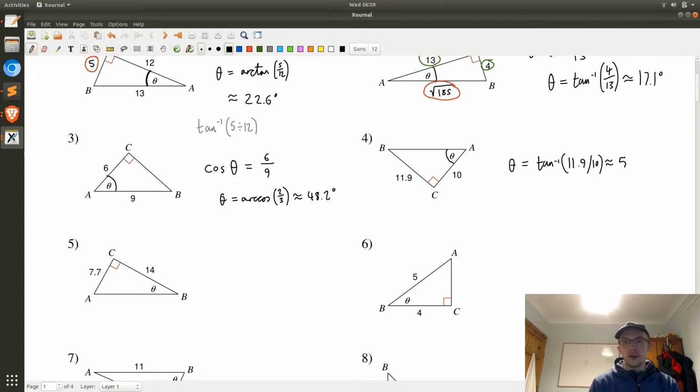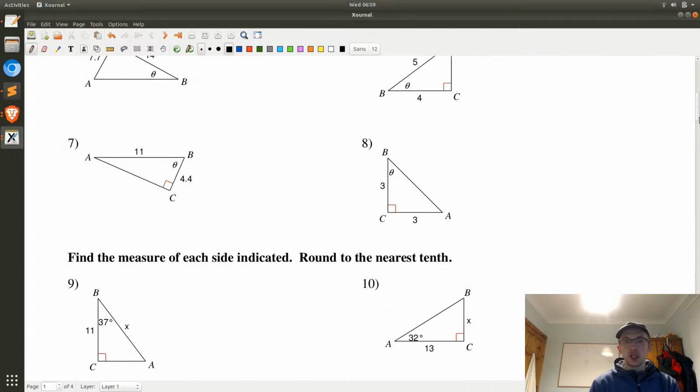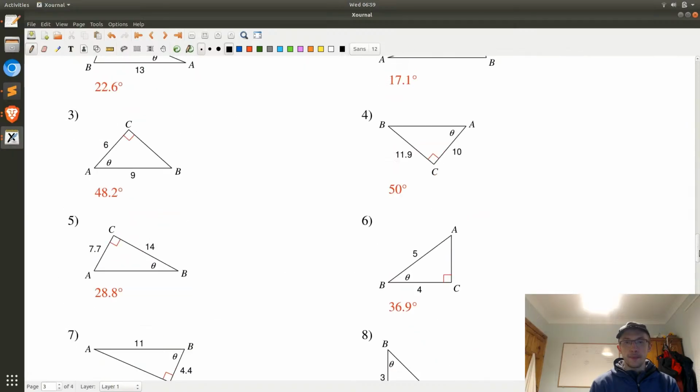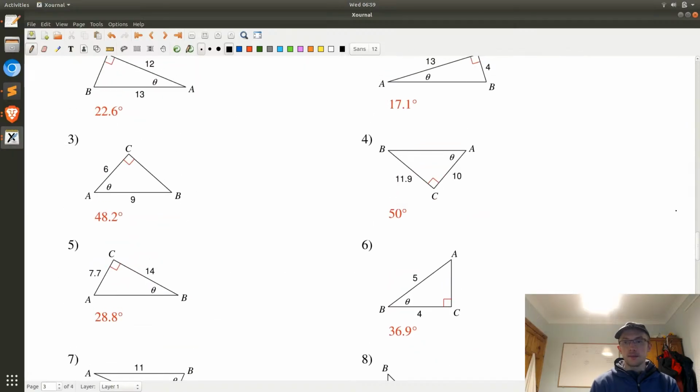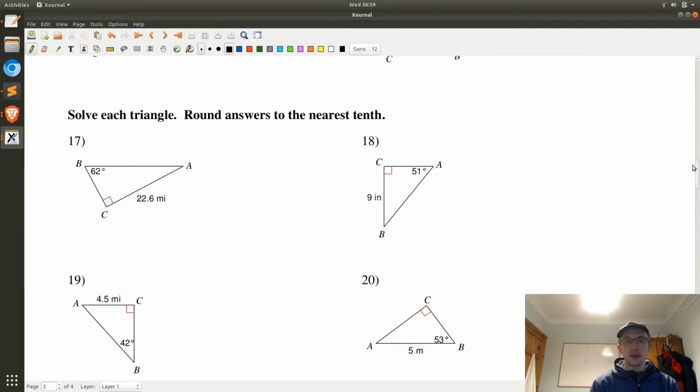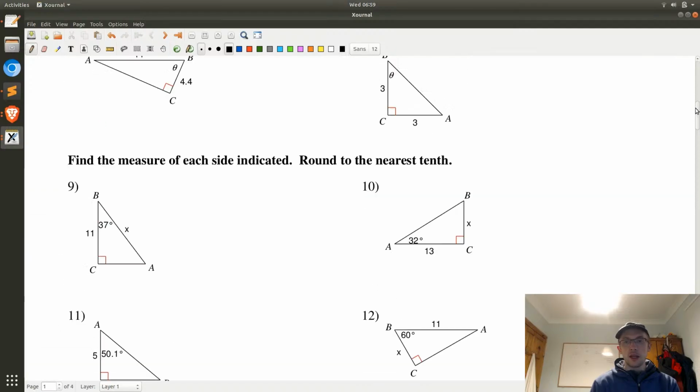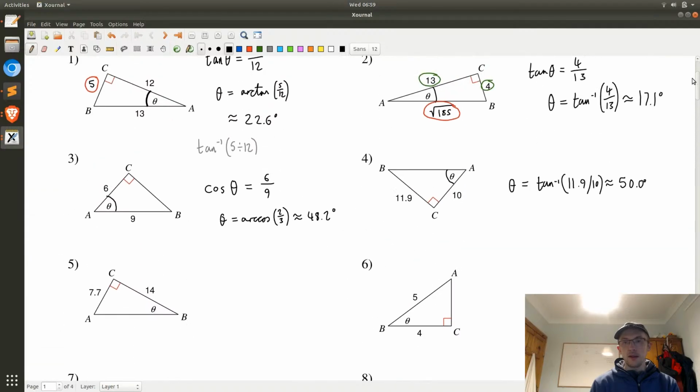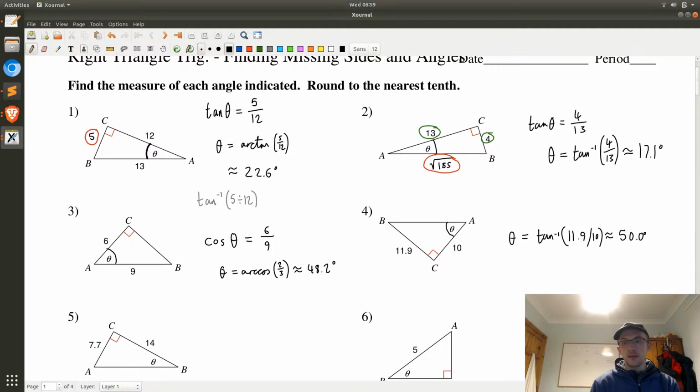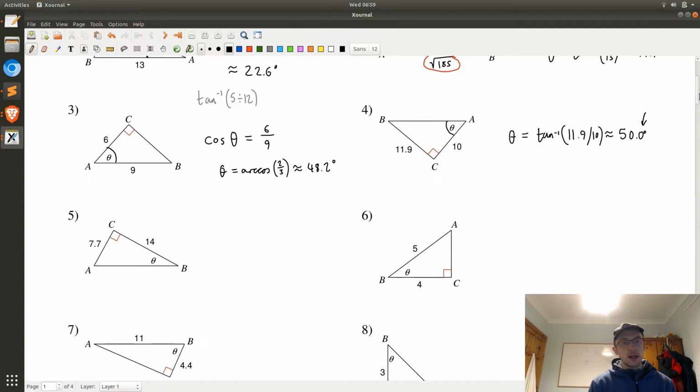That's to the nearest tenth. And we check, and that's right. 50 degrees, although they didn't feel the need to do it to the nearest tenth. If someone asks you to do something to the nearest tenth, you do say that numeral right there, 50.0 degrees. Next.